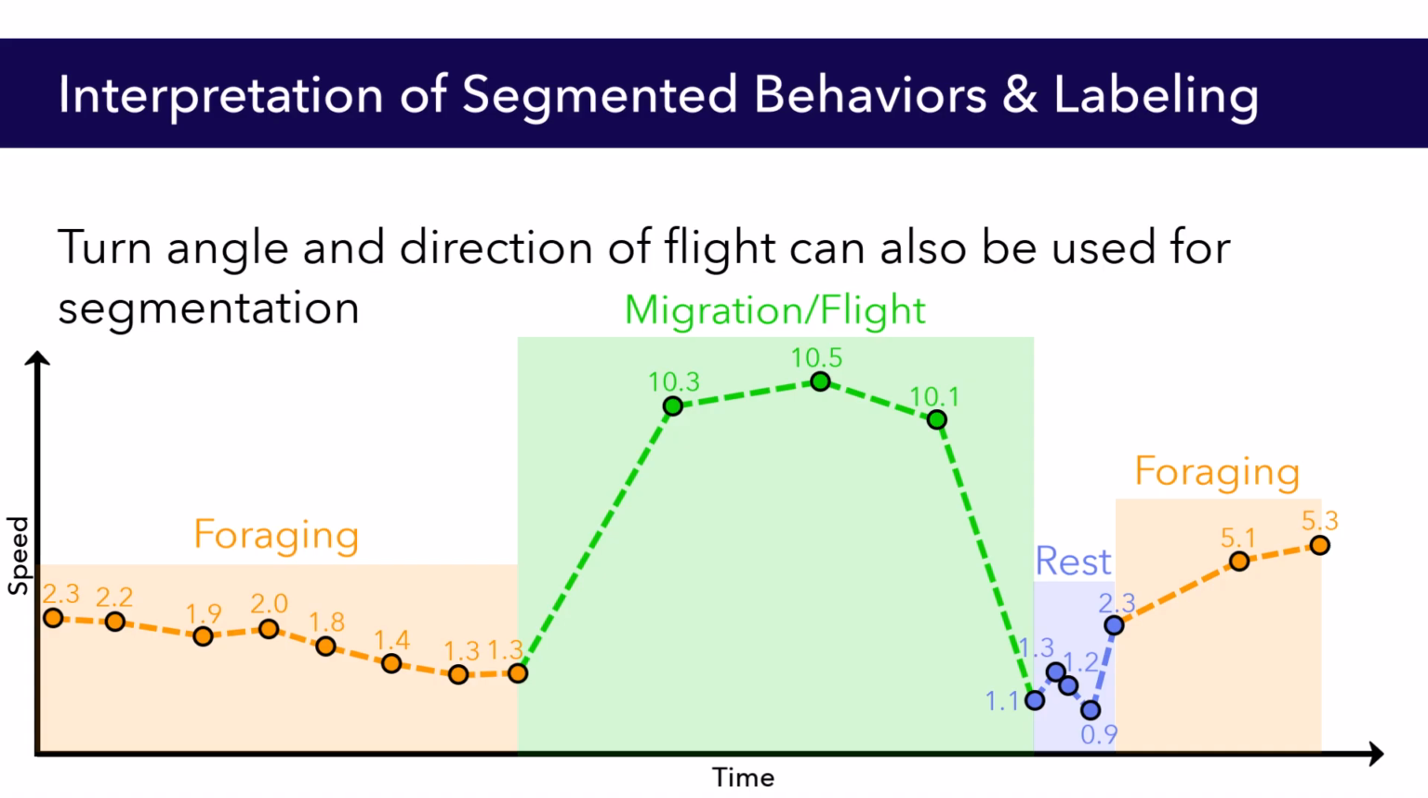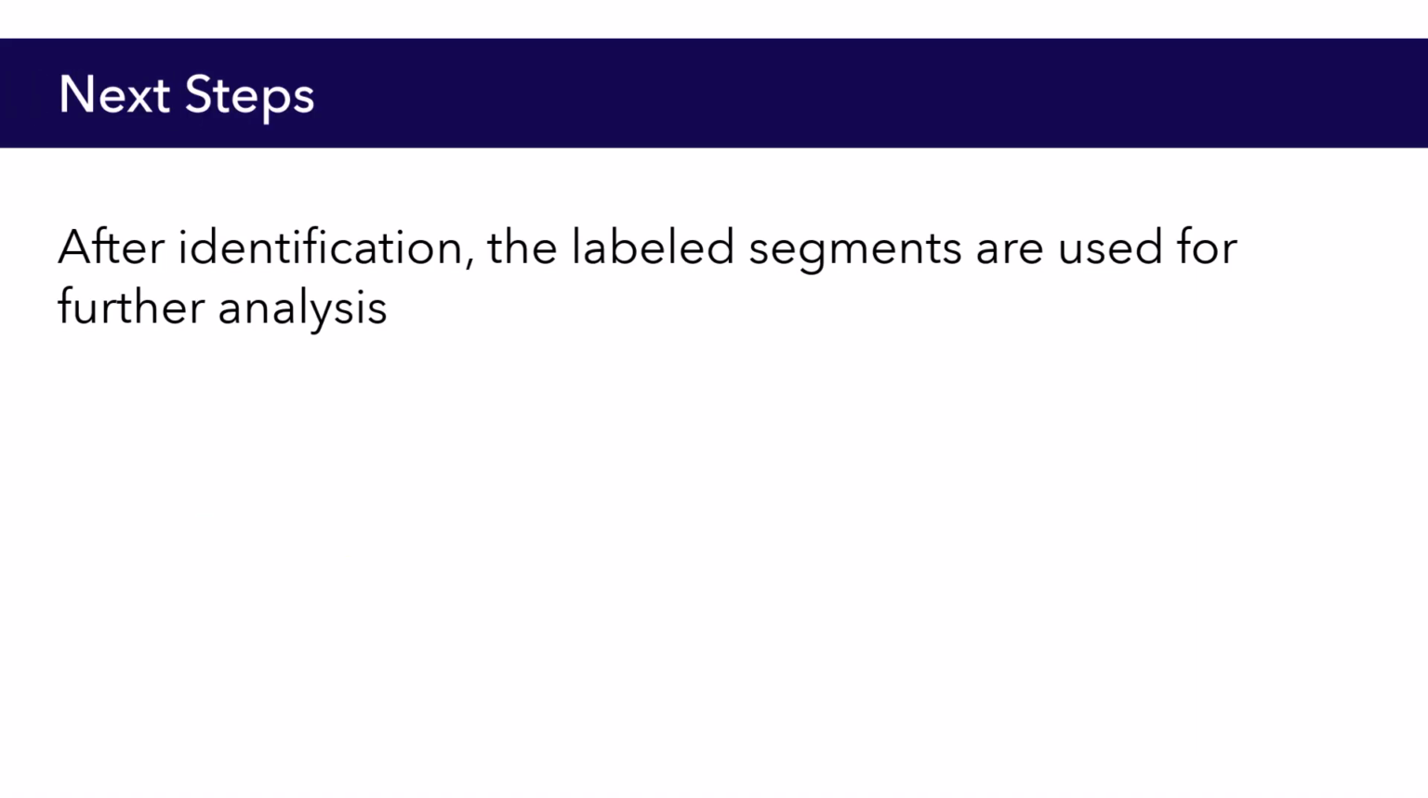Similarly, changes in direction using turn angle can be utilized to identify a sequence of points with low turn angles, representing directional or migratory flights, and sequences of points with variable turn angles can identify search or foraging. After the identification and extraction of different behaviors, the trajectories are then converted to a sequence of different behaviors with their associated labels for further analysis.